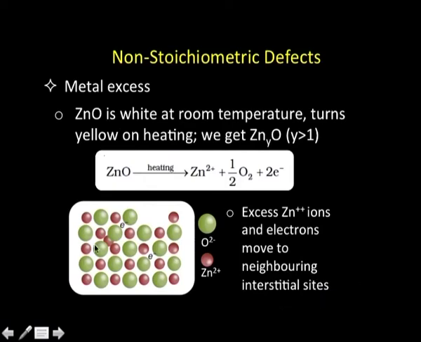So you find that this zinc ion has moved into an interstitial site. Oxygen has been lost and we got a zinc ion, which doesn't stay there but moves into an interstitial site. The electrons we get as a consequence of this reaction also occupy the interstitial sites. Such materials are also colored, and this is again a kind of non-stoichiometric defect.